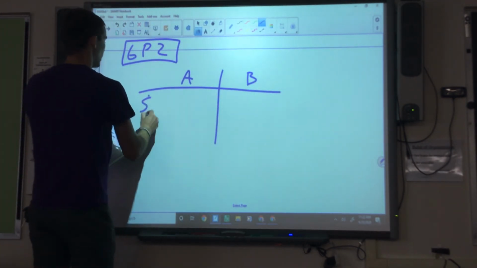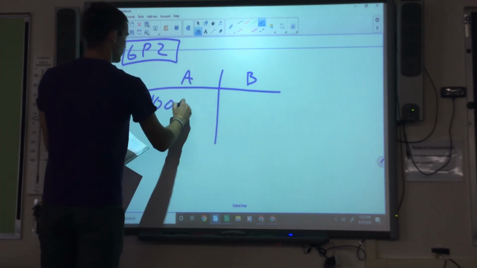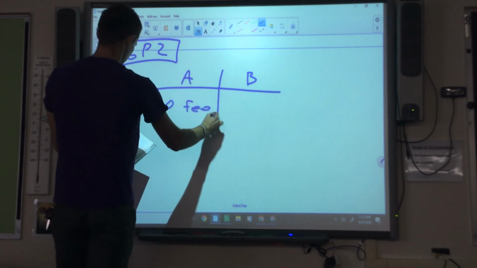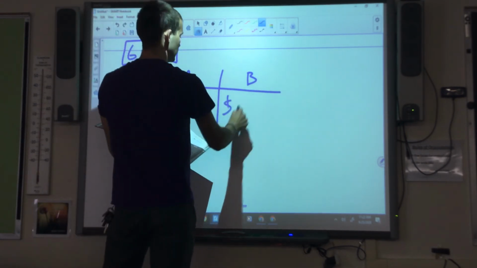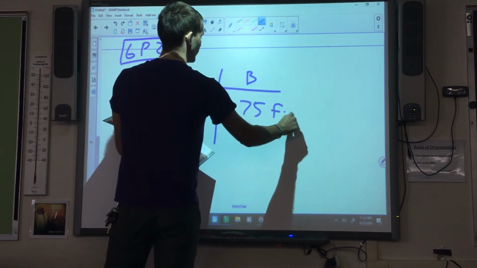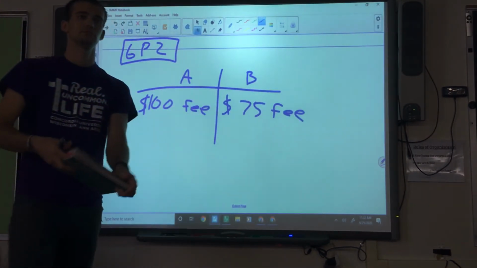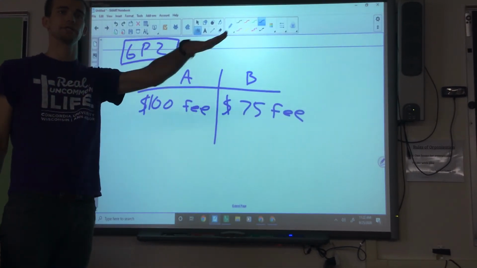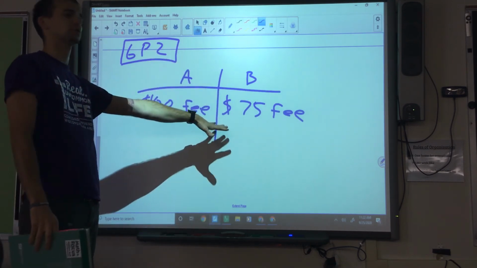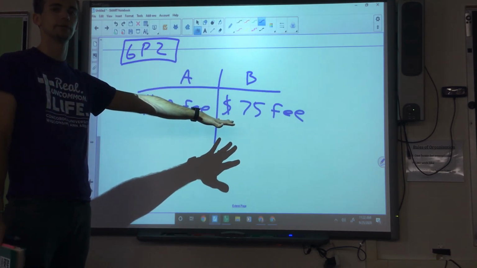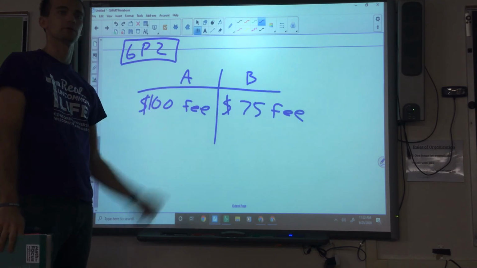So you've got a $100 fee for this one, and you've got a $75 fee for this one. This is a membership fee, so it's like a one-time thing. You have to pay it. Just based off this, which one would you choose? A or B? B, because it's cheaper, right?